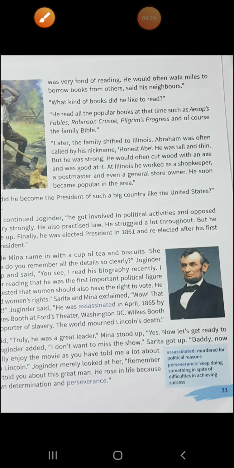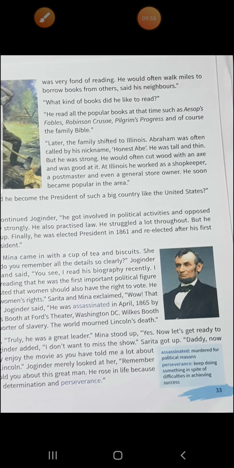After Indiana, Abraham's family shifted to Illinois. It's again the name of a place in the US. And Abraham was often called by his nickname. Everyone has a nickname. So he was called Honest Abe.